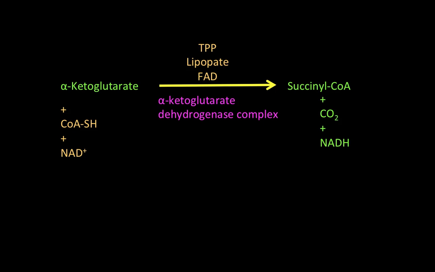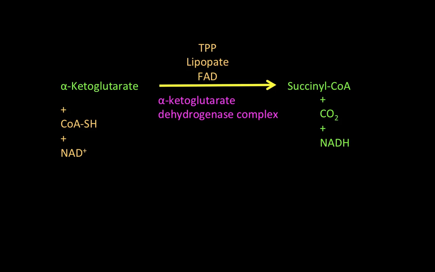Now let's look at another enzyme, the alpha ketoglutarate dehydrogenase complex. The alpha ketoglutarate dehydrogenase complex is one of the 8 enzymes found in the TCA cycle. Other names you might see the TCA cycle under would be the Krebs cycle or the citric acid cycle. So alpha ketoglutarate dehydrogenase complex is one of those 8 enzymes. It is an enzyme that is also found in the mitochondrial matrix.